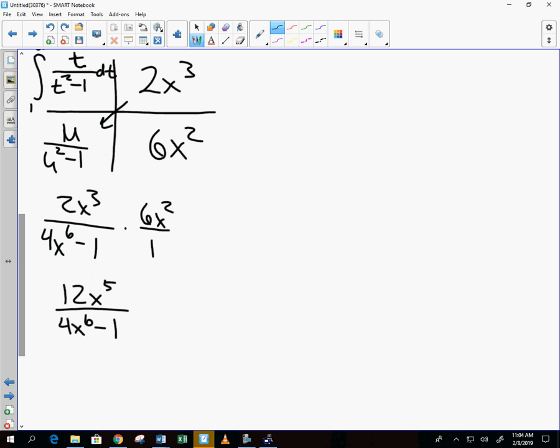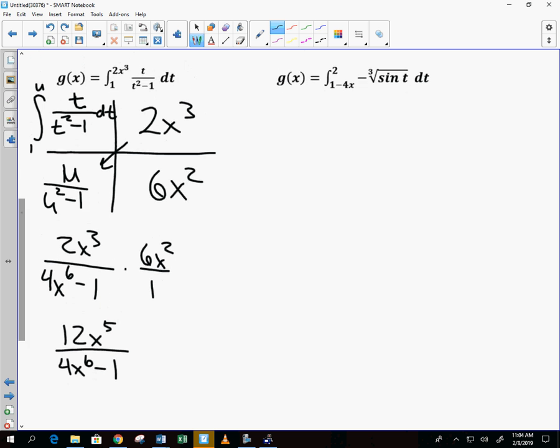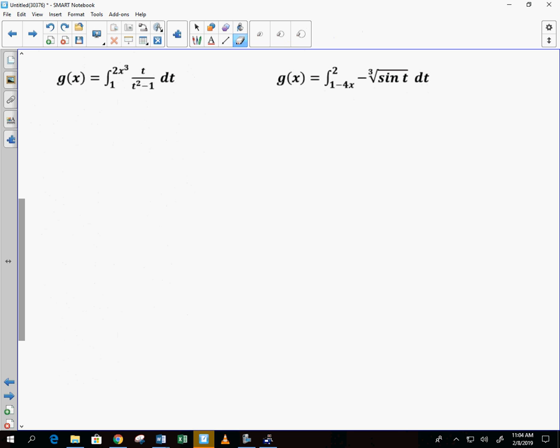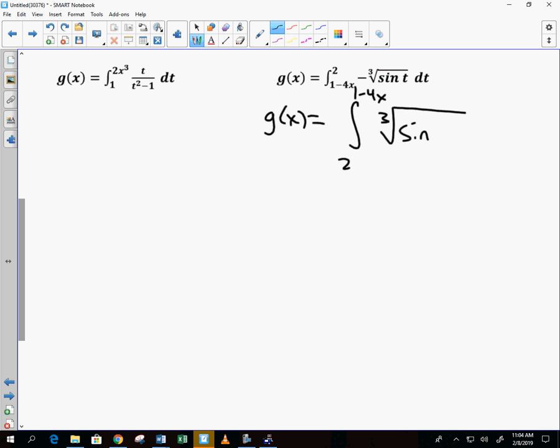Which brings us to our final problem. We'll finish right before the bell, which is awesome. What do you notice about this one? Anybody guess what I should do first? Switch it. Very good. So g of x is equal to integral 2 to 1 minus 4x. Instead of negative, I just have the cubed root of the sine of t dt.